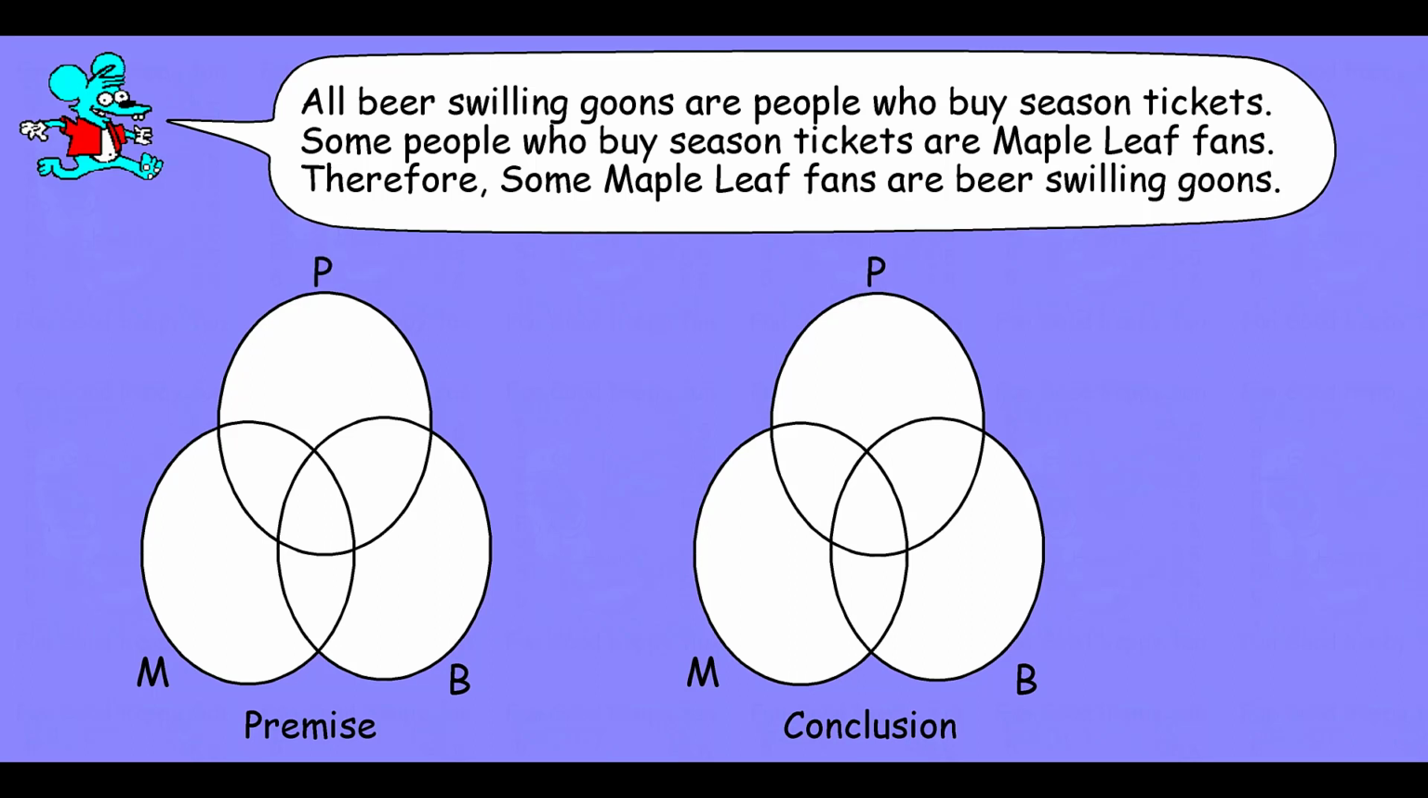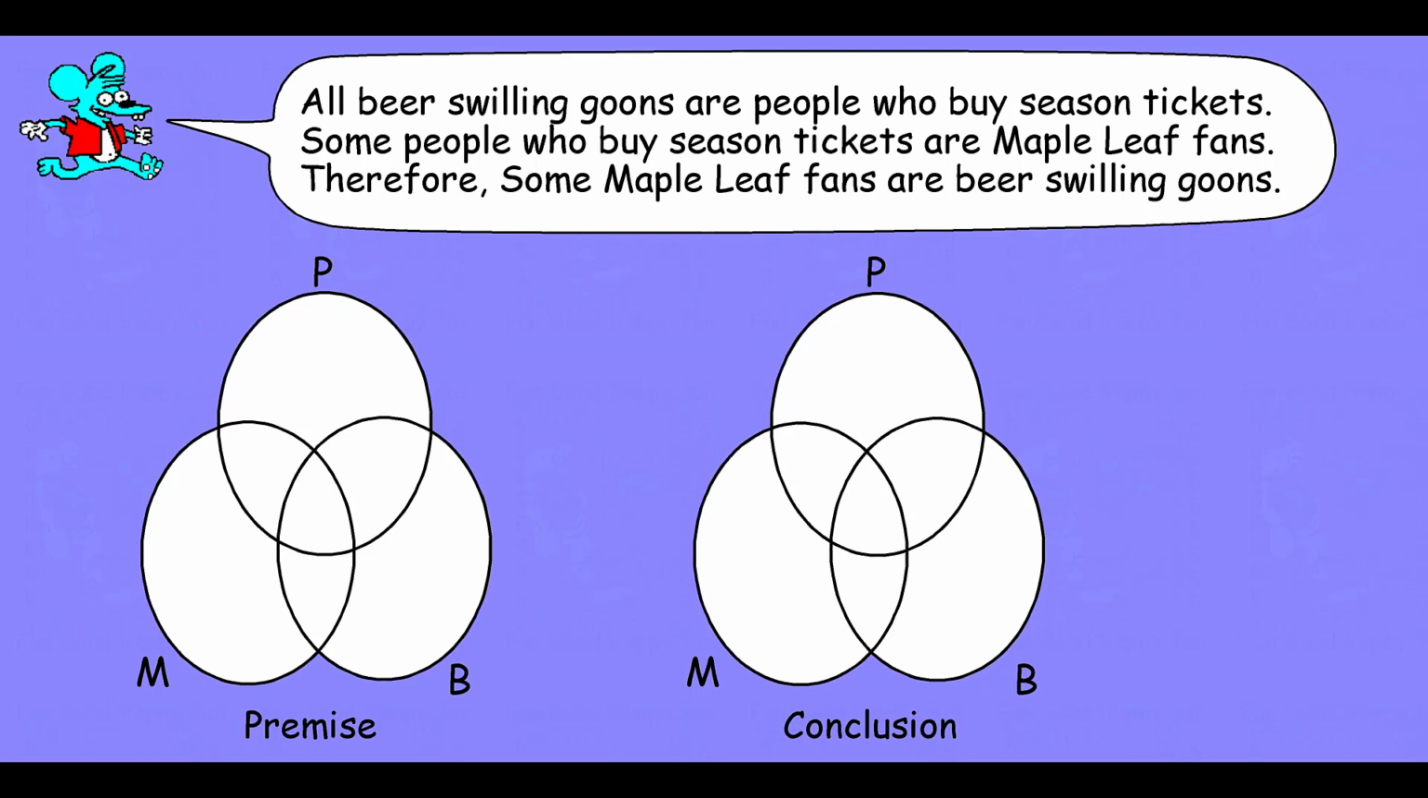Once we've labeled our premise and conclusion diagrams, then we want to start representing what minimally has to be true in order for our premises and our conclusion to be true. In this argument, we have one universal premise. We always start with the universal premise. We always start in Boolean logic, and so we want to symbolize what minimally would have to be true in order for all beer swilling goons are people who buy season tickets to be true. So we go down and we say, okay, beer swilling goons, that's our B class, bottom right. People who buy season tickets, that's our middle or bridging class, that's up top.